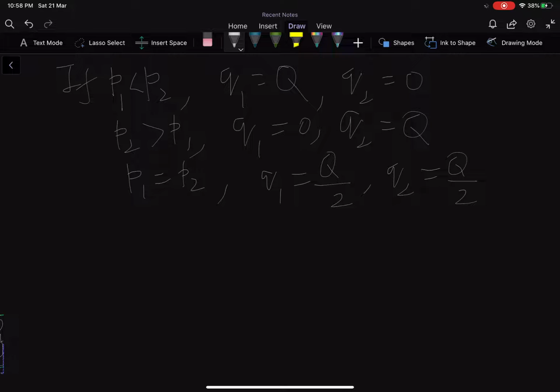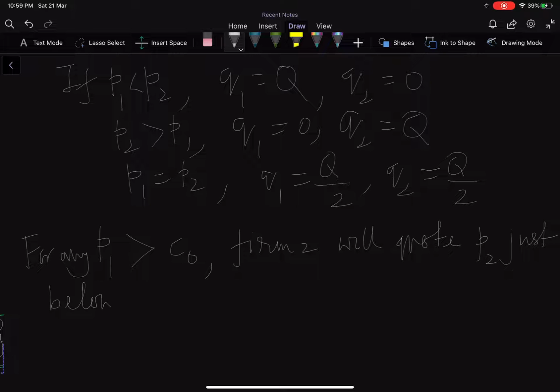Imagine every price that firm 1 quotes which is above C naught. For any price above C naught, firm 2 will quote P2 which is just below P1 and get the entire market. And same for the other firm.